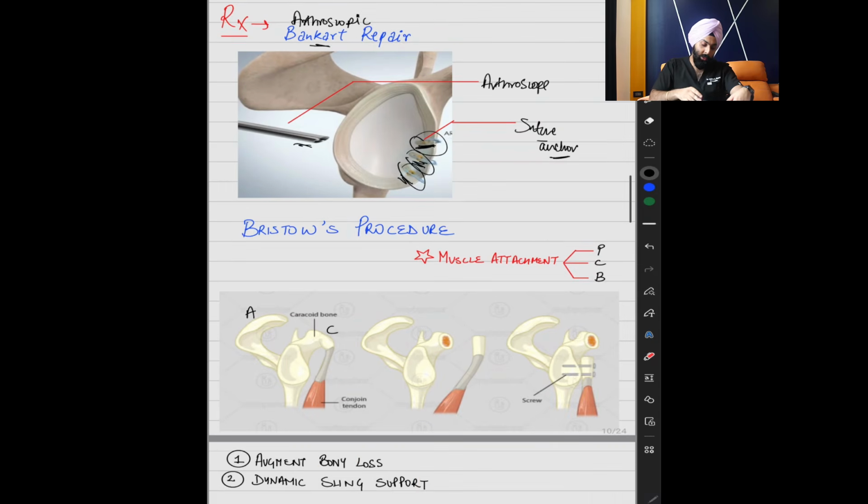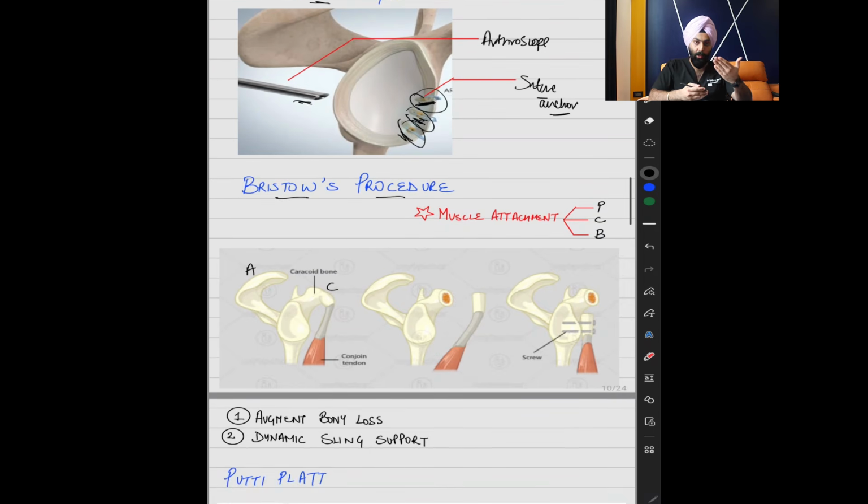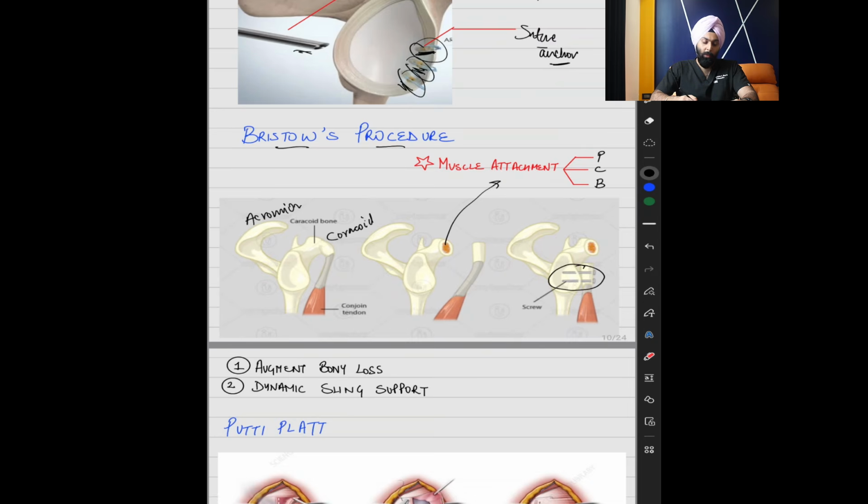Okay, so the second procedure is called the Bristow's procedure. In Bristow, so this is again we are viewing the glenoid, हम साइड से देख रहे हैं glenoid को. यहाँ पर we have the acromion process and this is the coracoid process. So in Bristow हम coracoid की osteotomy कर देते हैं, and along with the osteotomy हम जो coracoid पे जो muscles attached हैं उनको भी उठा के we screw it along the edge of the glenoid. So basically in this procedure, now we are augmenting the bony loss as well as we are providing a dynamic sling support to the damaged labrum.